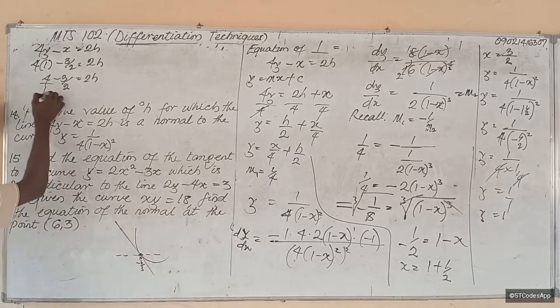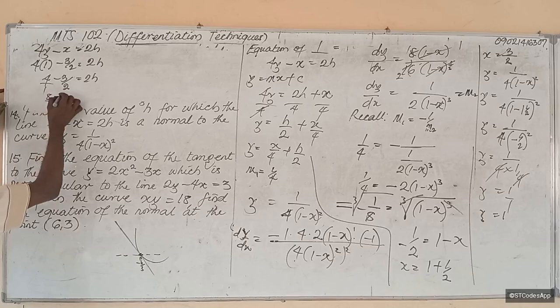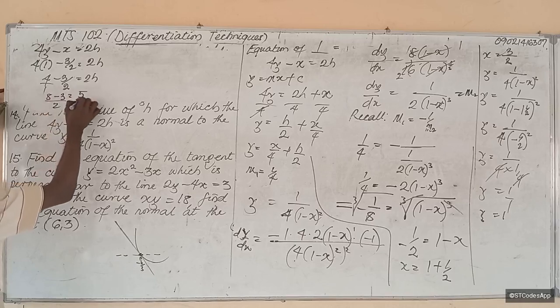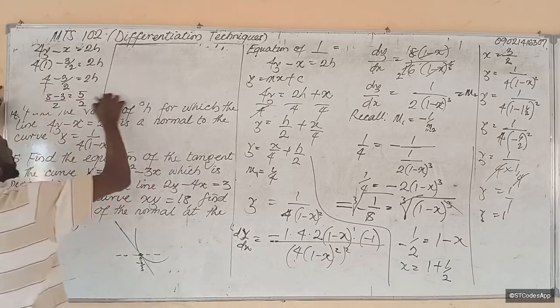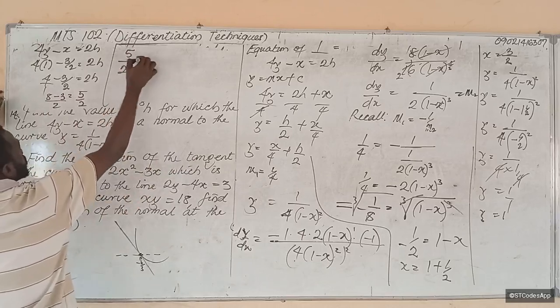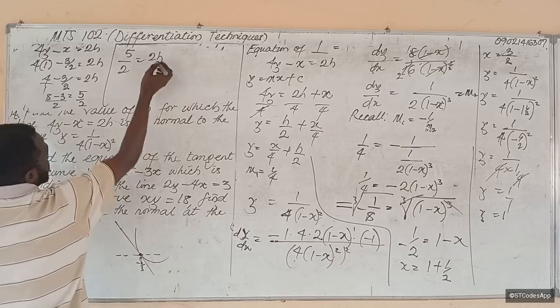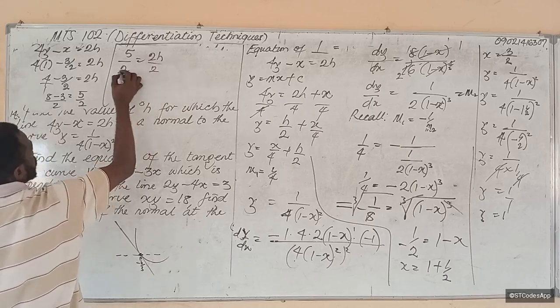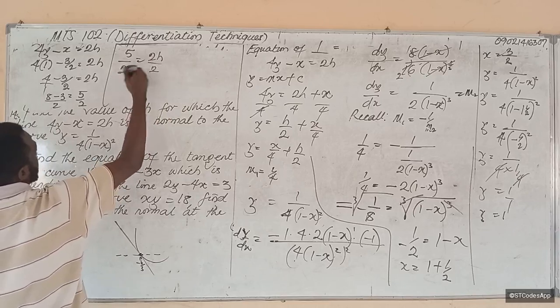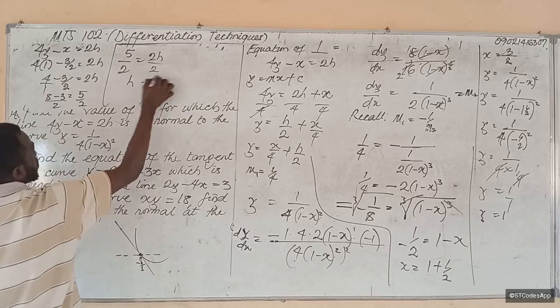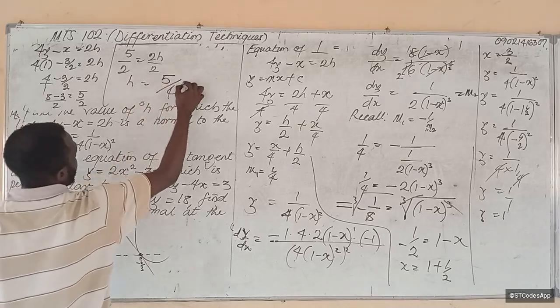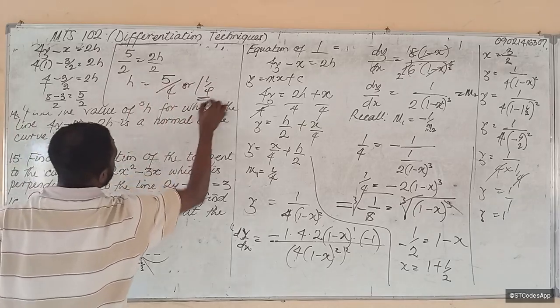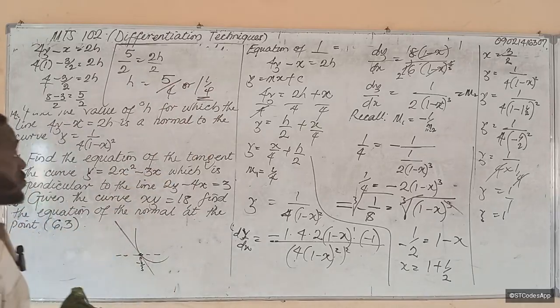If you don't understand what I'm doing, just take the 2 here. This will be 8 minus 3. That's 5 over 2. Do you see that? So I'm correct. So 2.5, which is 5 over 2, is equal to 2h. So simply divide through by 2, and you have 2 over 2. So if you divide this by 2, you will get h is equal to 5 over 4, or 1 and 1 over 4. So that is the value of h.